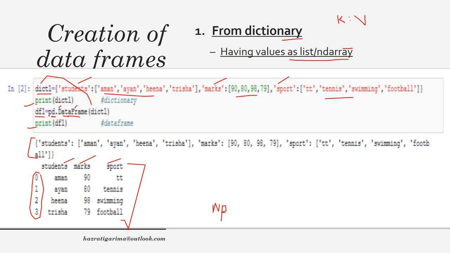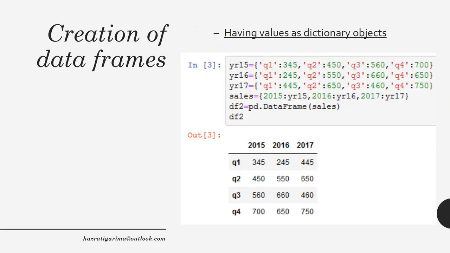Now we are moving towards the next method, which is having values as dictionary objects. Here I am creating 3 dictionaries, year 15, year 16 and year 17. In these I am taking keys as Q1, Q2, Q3 and Q4. That means it is showing the sales of a company in 3 years over 4 quarters. In every dictionary I have marked the 4 quarters.